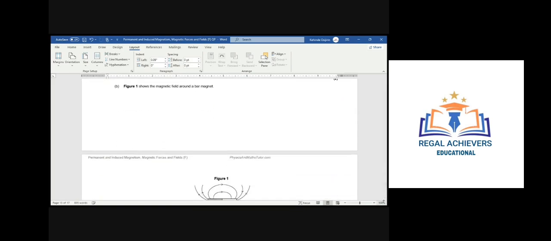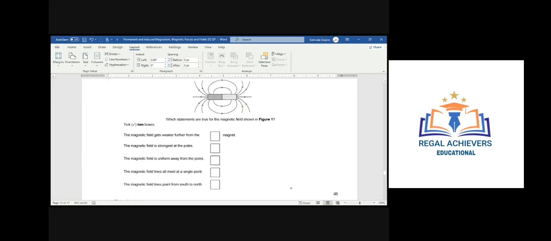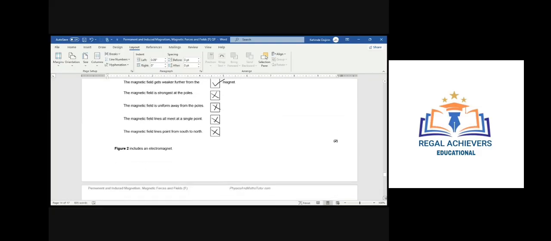Figure 1 shows the magnetic field around a bar magnet. Then it says, which statement is true for the magnetic field that is shown in figure 1? The magnetic field lines point from south to north? No. The magnetic field lines all meet at a single point? No. The magnetic field is uniform away from the poles? No. The magnetic field is strongest at the poles? No. The magnetic field gets weaker further from the magnet? Yes. The closer it is, the more it attracts, but when it's far away, it gets weaker.